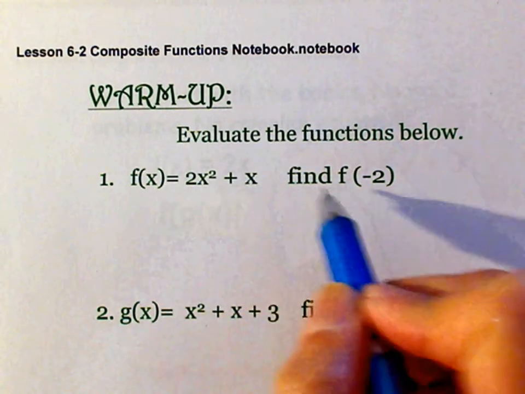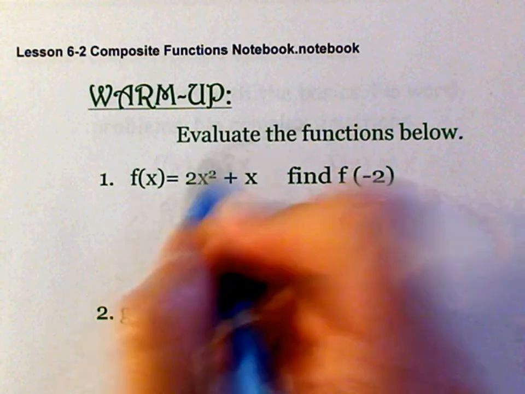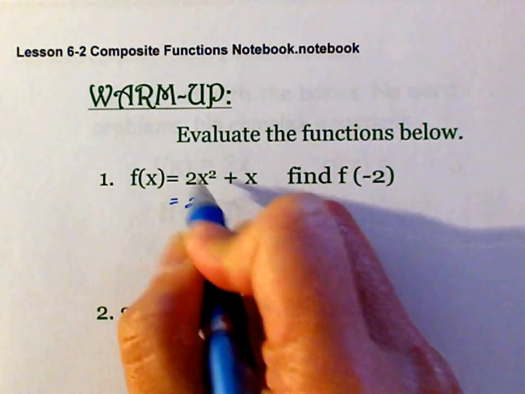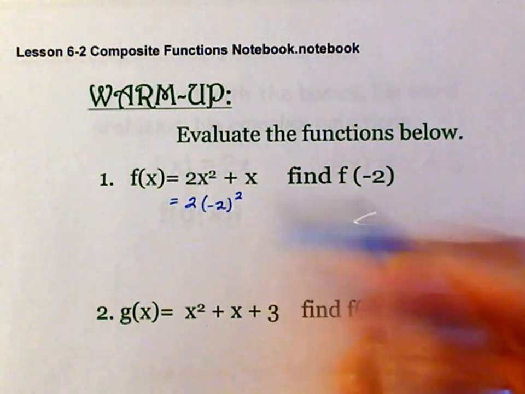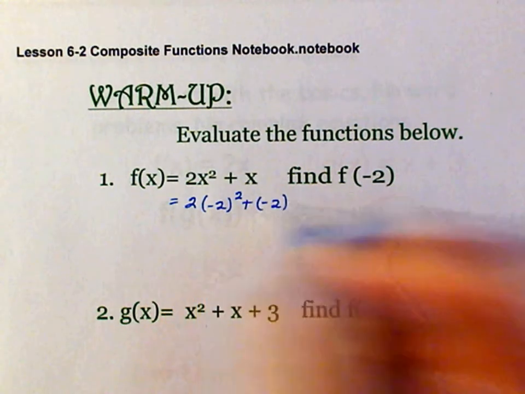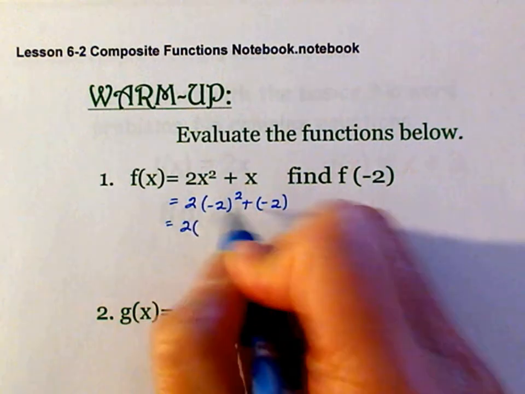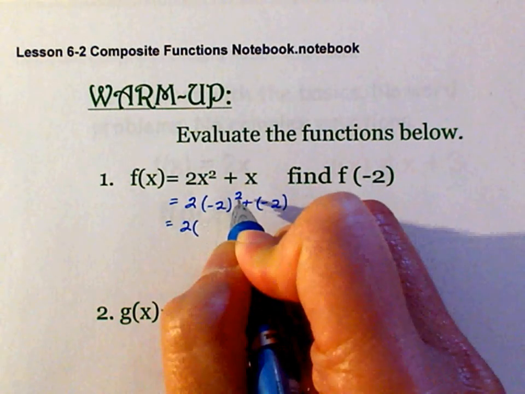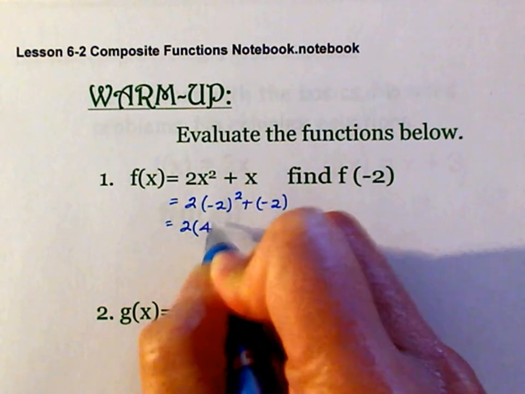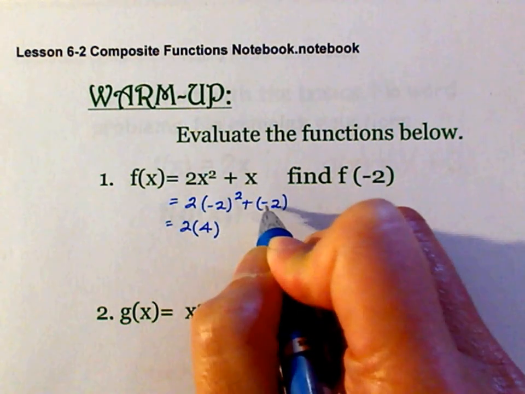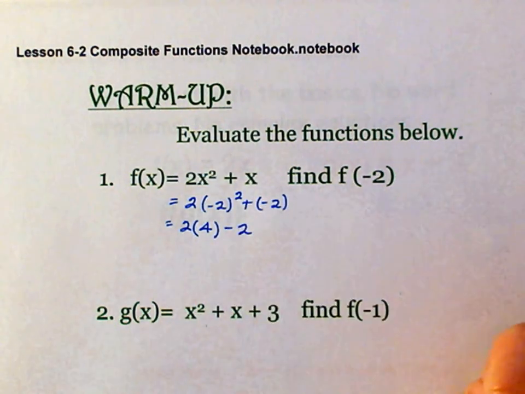Okay, so here you have an expression, f of x equals 2x squared plus x. So we are to find f when x is negative 2. So we're going to have 2 parentheses. Remember I said if you put parentheses around it, it will help you a lot. Plus, there's your other x, negative 2. Go ahead and follow order of operation.